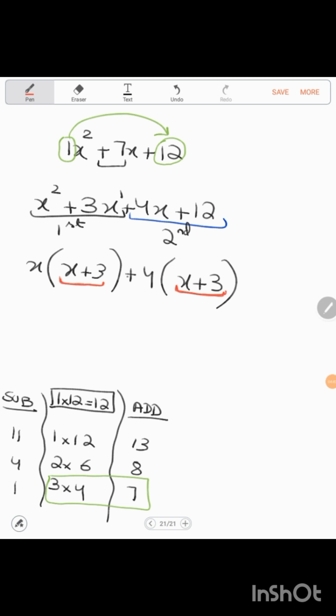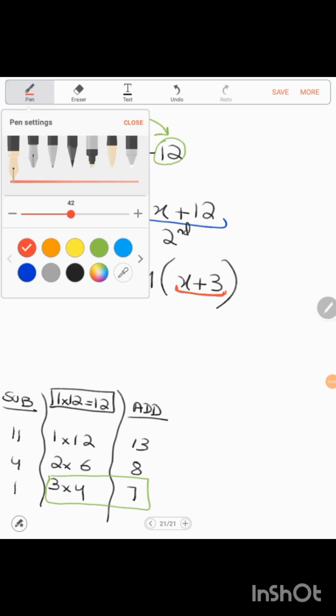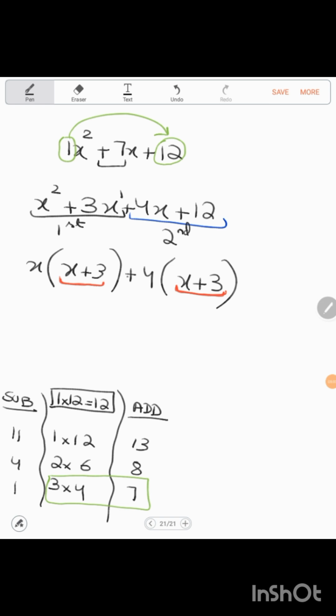The main thing students make mistakes in is that they don't see that these two factors need to be similar. The thing in the bracket needs to be similar. The variable placement, the signs, the number placement, all of these need to be the same in both brackets. Over here this is x plus 3 and this is also x plus 3. So yes, it is the same.